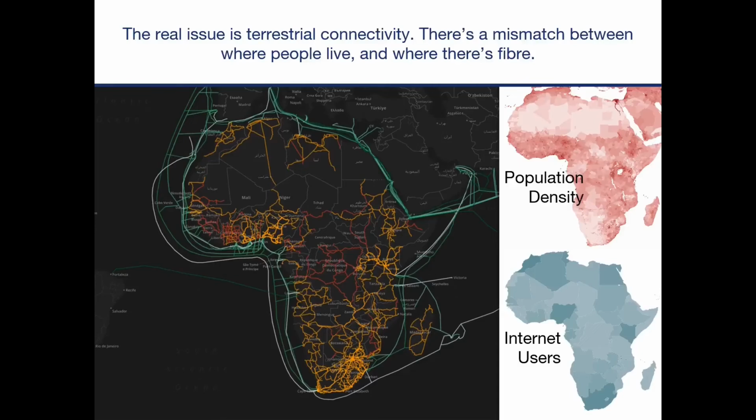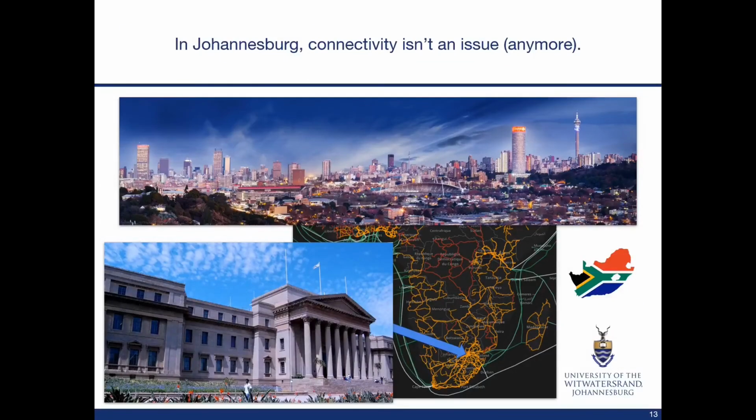In Johannesburg, where I live, connectivity isn't really an issue anymore. My university, with the photo on the bottom left, is situated in Joburg, and you can see there is a high concentration of fiber in the area. Almost all the suburbs in and around the city have fiber to the home, which is quite affordable, with ubiquitous 4G connectivity and even some 5G.